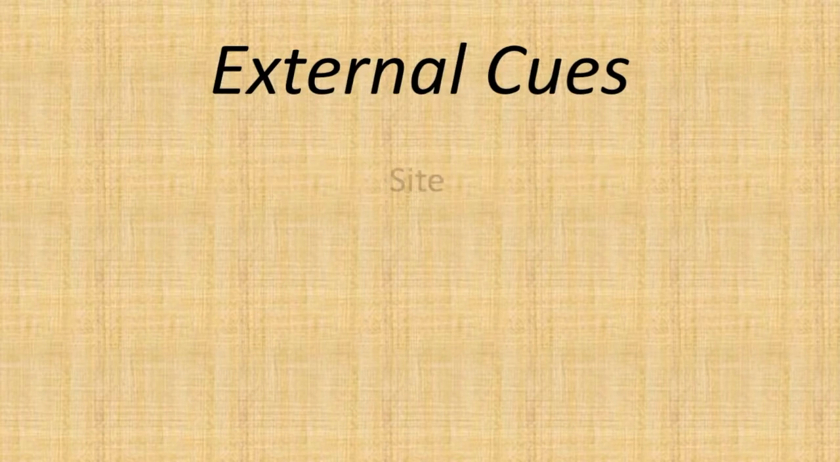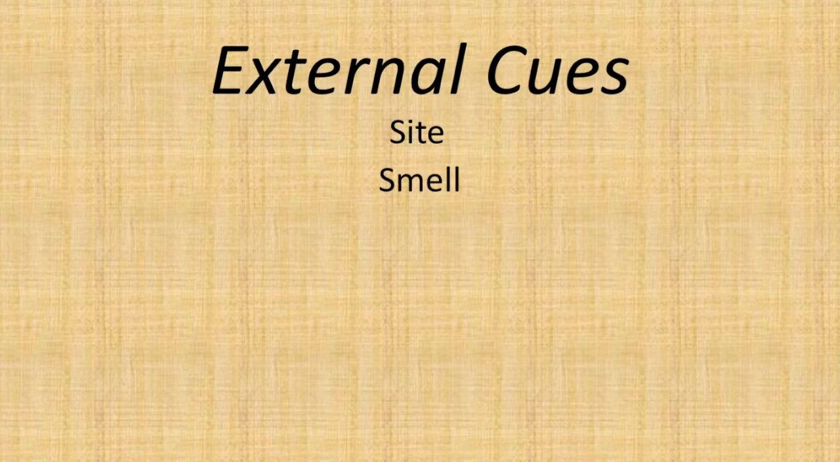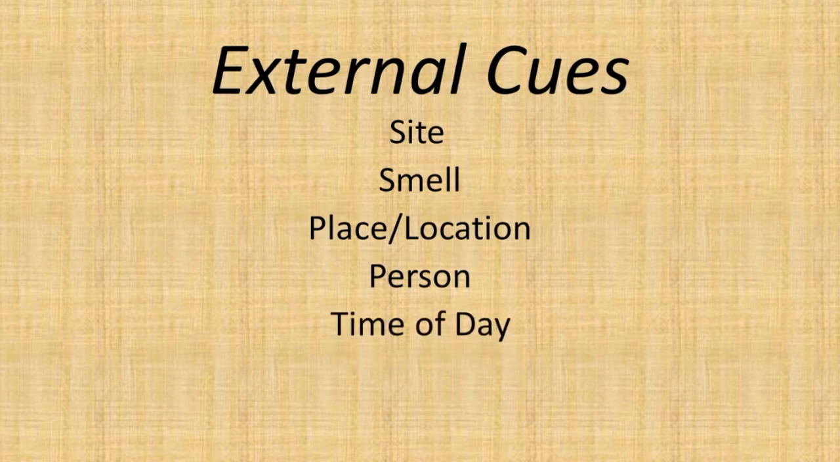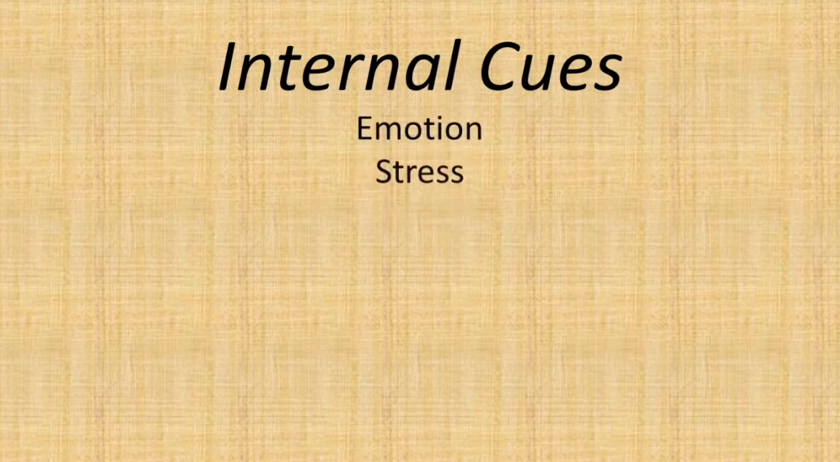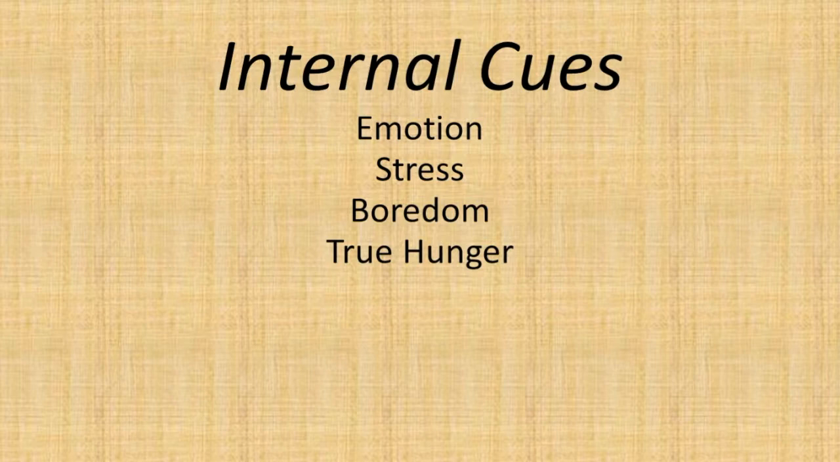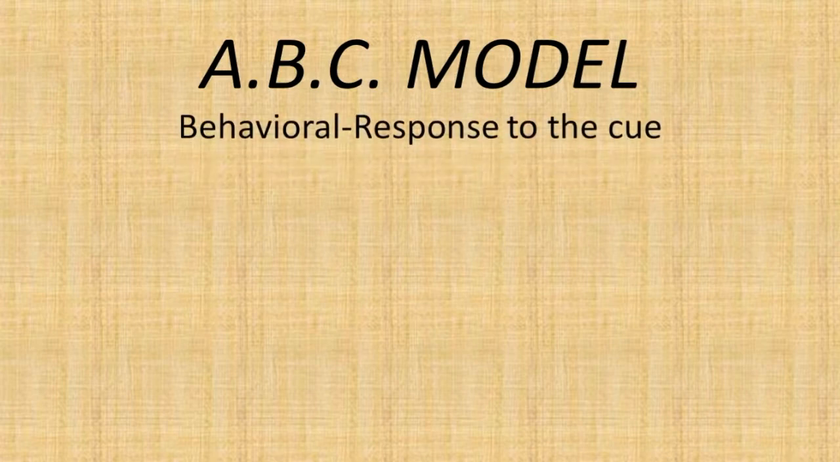External cues would be the sight of food, smell of food, the place, the person, or maybe even the time of day that triggers you to want to eat. The internal cues are your emotion, your stress, boredom, or even true hunger that could be a stimulant for you to want to eat. In the A.B.C model, B stands for behavioral, and this is your response to the cue.